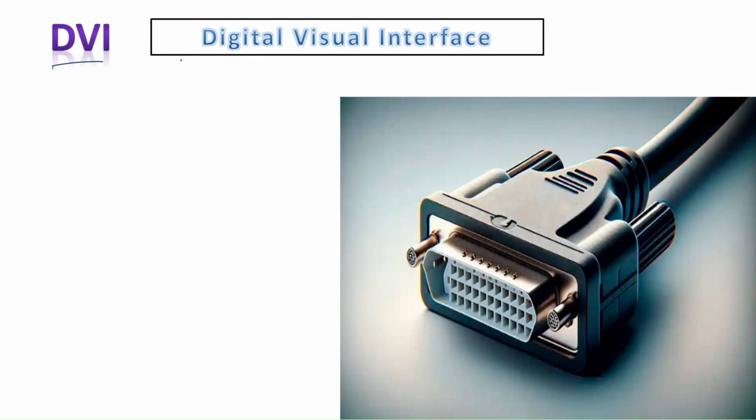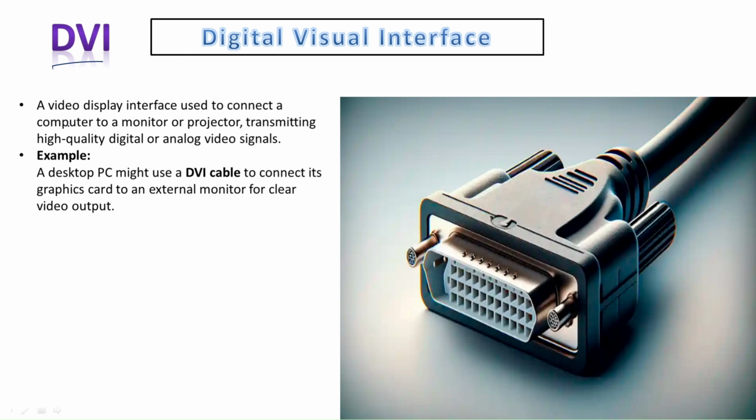DVI, that is digital visual interface. So it is a video display interface used to connect a computer to a monitor or projector, transmitting high quality digital or analog video signals. For example, a desktop PC might use a DVI cable to connect its graphics card to an external monitor for clear video output.